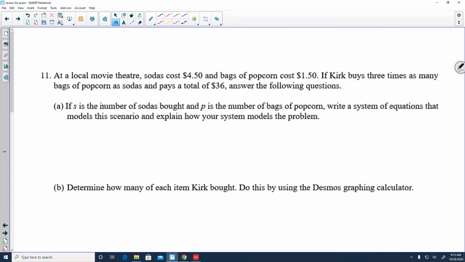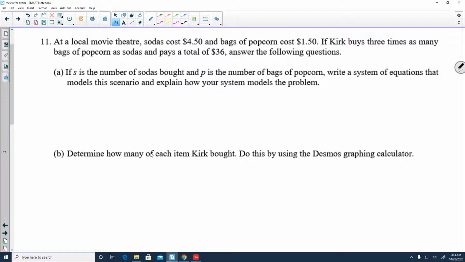Number 11. At a local movie theater. So now this is a word problem. At a local movie theater, soda costs $4.50 and bags of popcorn cost $1.50. If Kirk buys 3 times as many bags of popcorn as sodas and pays a total of $36, answer the following question. So he's paying a total of $36 and he's spending $4.50 on soda and $1.50 on popcorn.